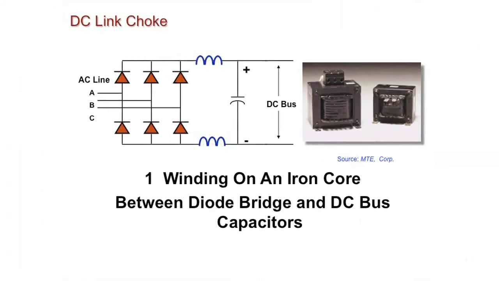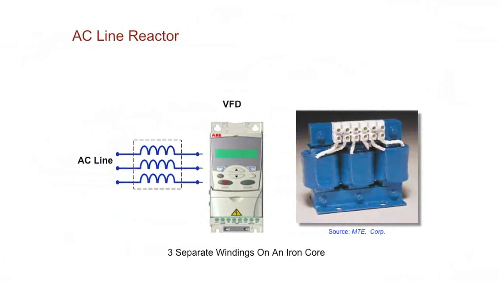Here's an example of a DC link choke, just an idea of what they look like. Here's a line reactor. For line reactors, MTE is where, if you call in and need a line reactor, I'm going to tell you to give them a call. They'll be able to help you out.